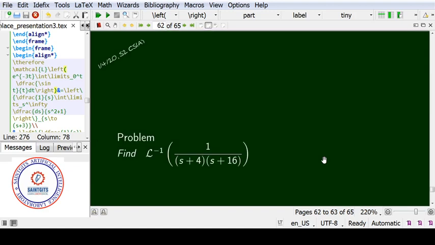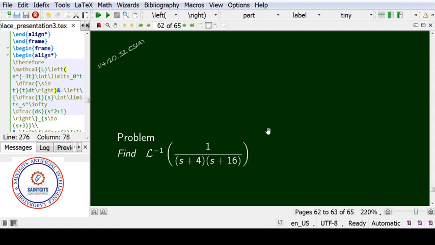The first problem is L inverse of 1 by (s plus 4) into (s plus 16). This is a proper fraction because the power of s in the denominator is higher than the power of s in the numerator. In the numerator there is no s term, so s raised to 0, the power is 0. The denominator contains s into s square, the leading term is s square, power 2. So it is a proper fraction.